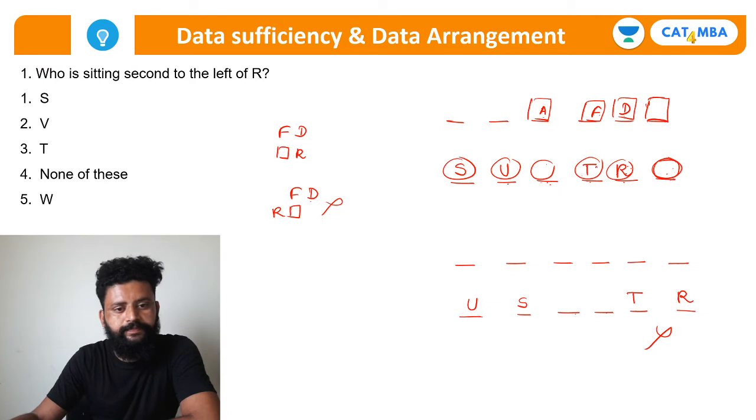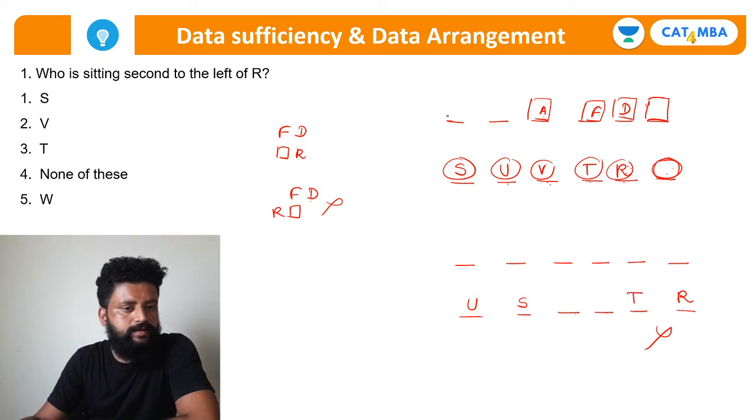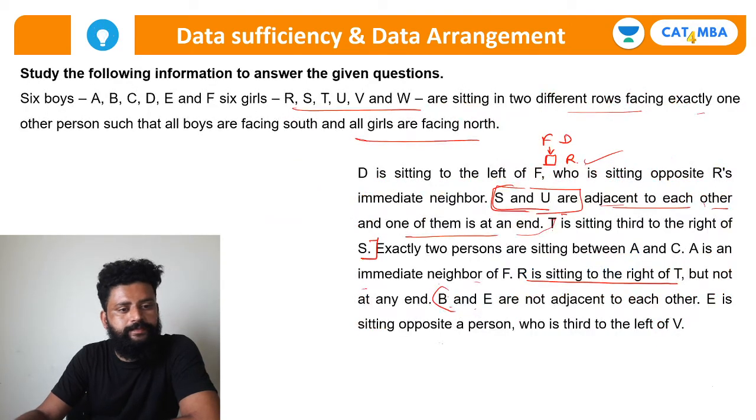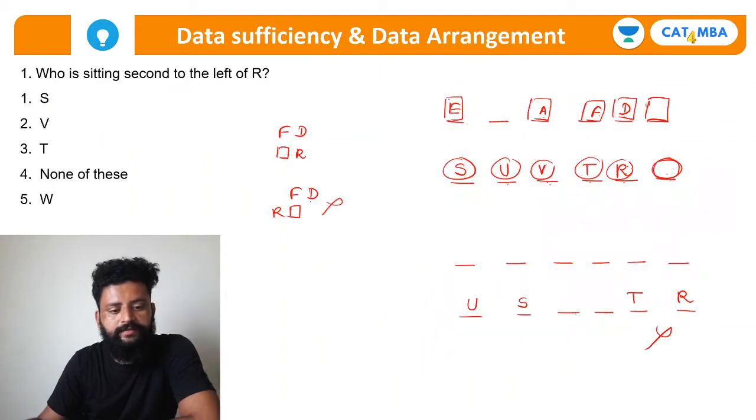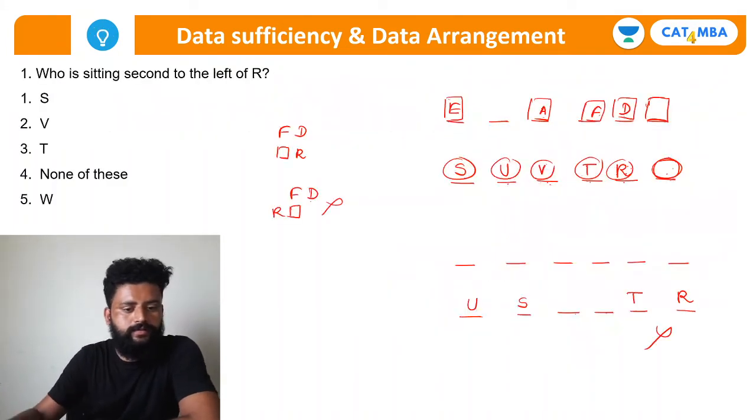Okay, after that, if I take this V, and this must be second to the left of V, and this must be E, right? So E is sitting opposite to the, it should be second, not third. This should be the second, then it will work definitely. So there was one typo error here. So you can make it second.